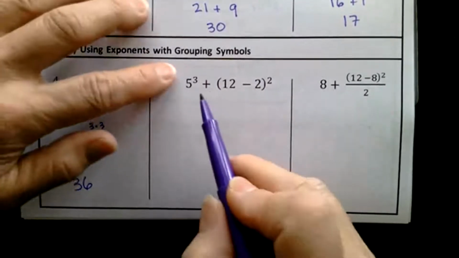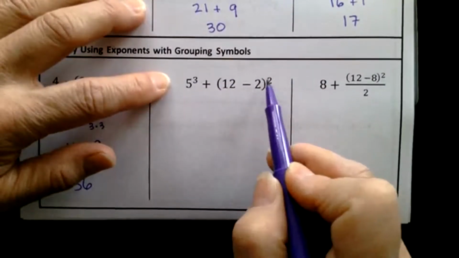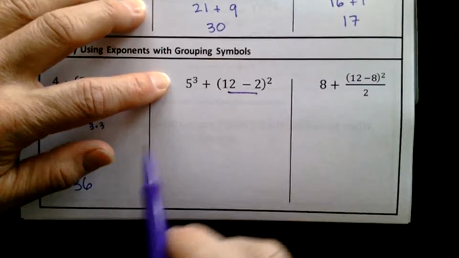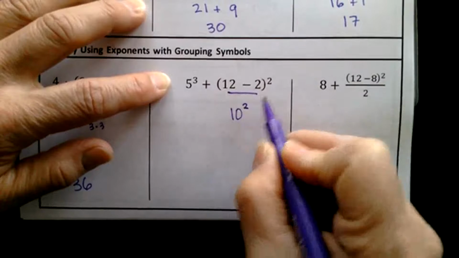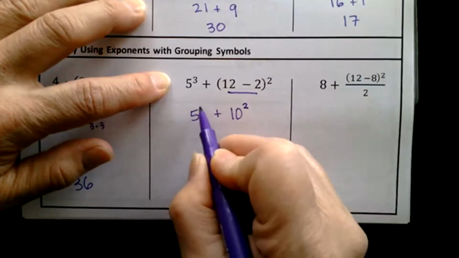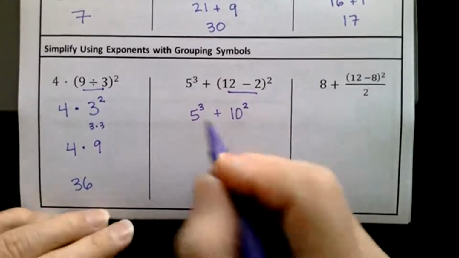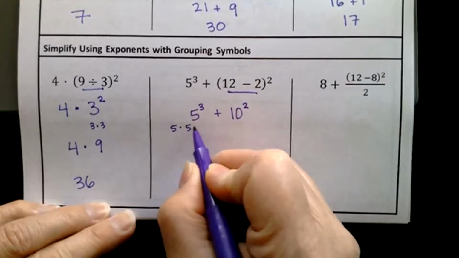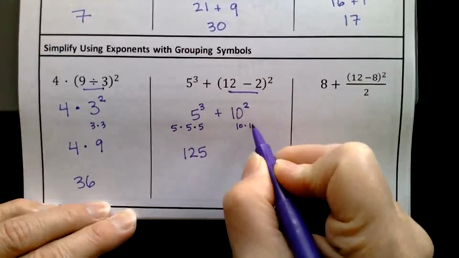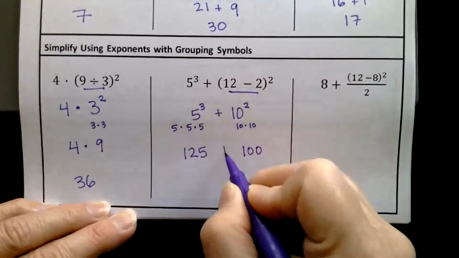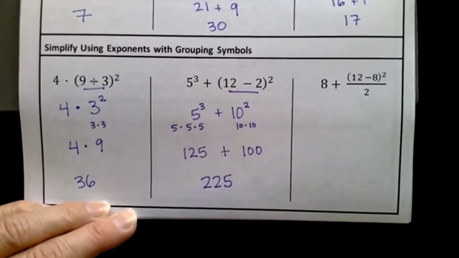All right, let's do another one. This is 5 to the 3rd power, or 5 cubed, plus 12 minus 2 to the 2nd power. I'm going to do the grouping first. 12 minus 2 is 10, and that's to the 2nd power. And I'm going to add that to 5 cubed. Now I have 2 exponents. So I'm going to do them both right now. This is 5 times 5 times 5, which is 125. And this is 10 times 10, which is 100. And we're adding those. So now I'm going to add those together, and I get 225.